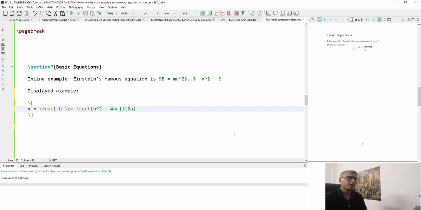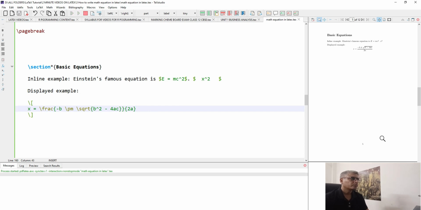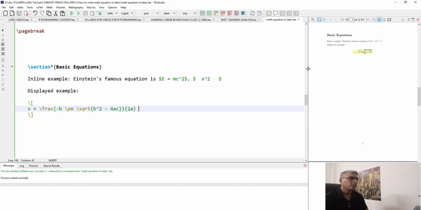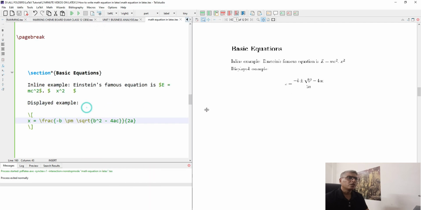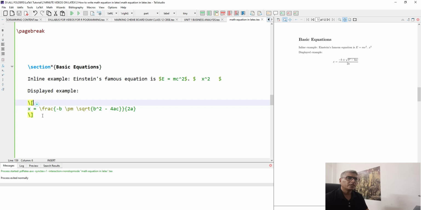Now let's see the result here. You can see that this particular equation is written after this particular text. That means this is not an inline example. It is showing the result in the next row. So this is the basic difference between writing an equation in double dollar symbols and writing your mathematical equation in square brackets, that is, the displayed form.